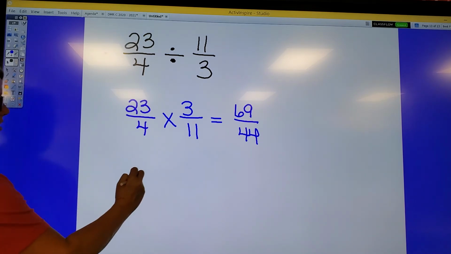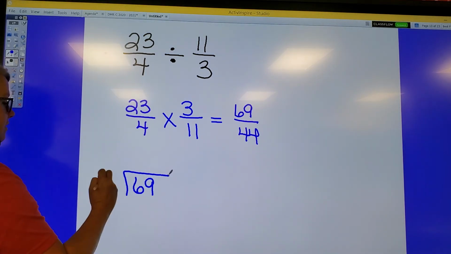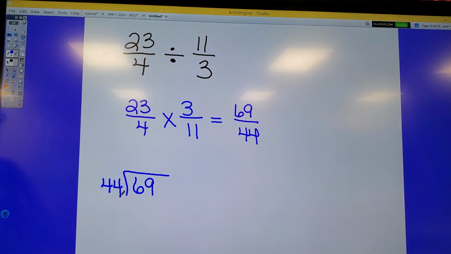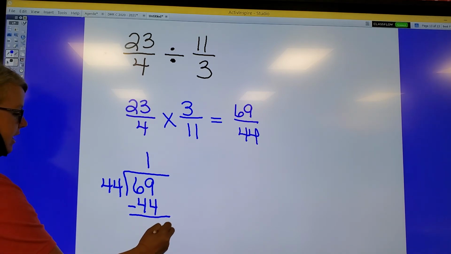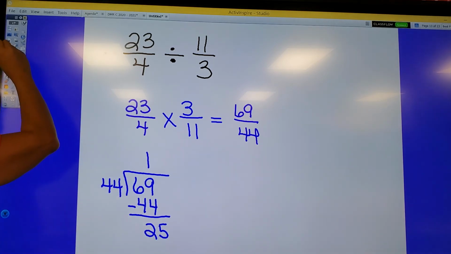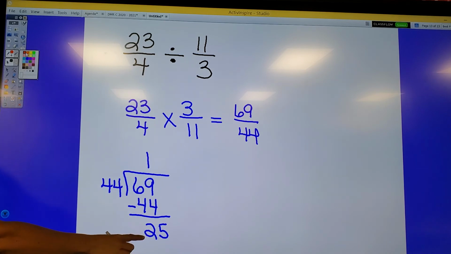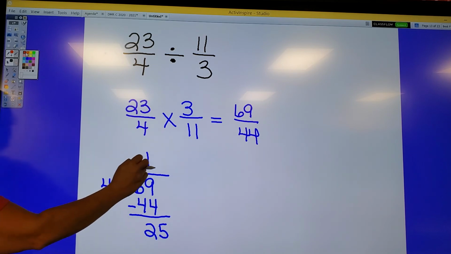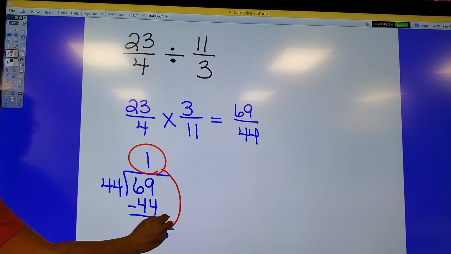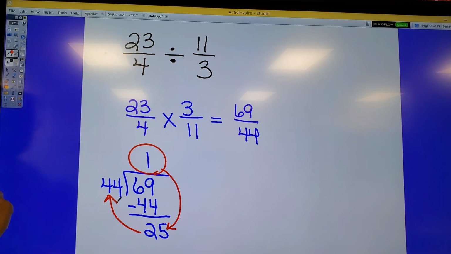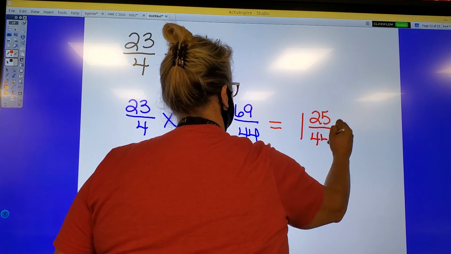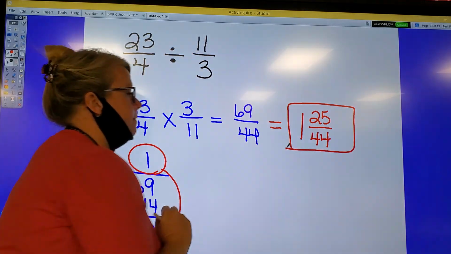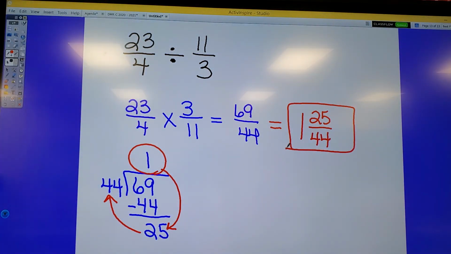So if it's helpful to you, 69 divided by 44. How many times will 44 go into 69? 1 time. When we subtract, we get 25. So I know that's big numbers, but it's okay. Remember, if we subtract and our answer to our subtraction problem is smaller than what's out here, you're good. So our answer is 1 and 25/44. Any questions about what we did there?